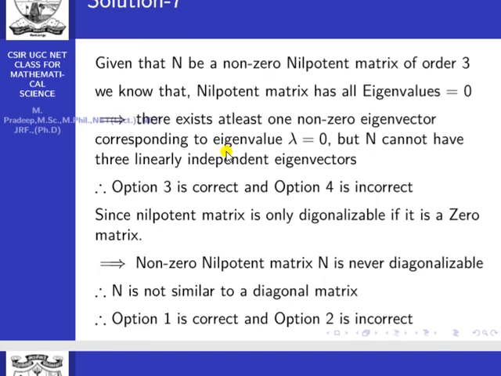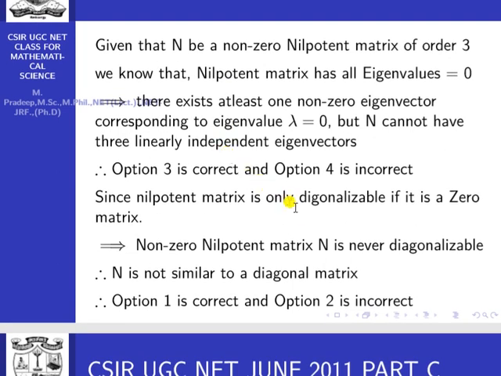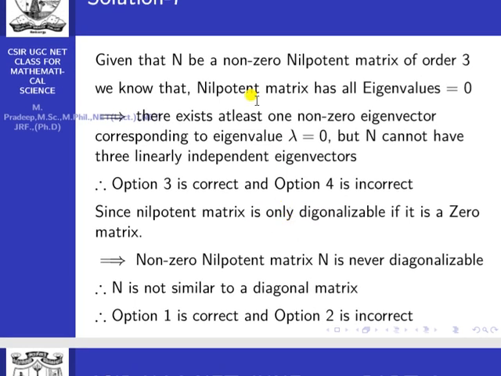The next one, a nilpotent matrix is diagonalizable only if it is a zero matrix. But in this problem, what is given? A non-zero nilpotent matrix. A non-zero nilpotent matrix is never diagonalizable. So N is not similar to a diagonal matrix.